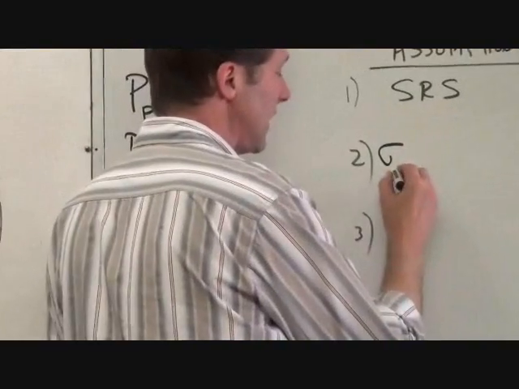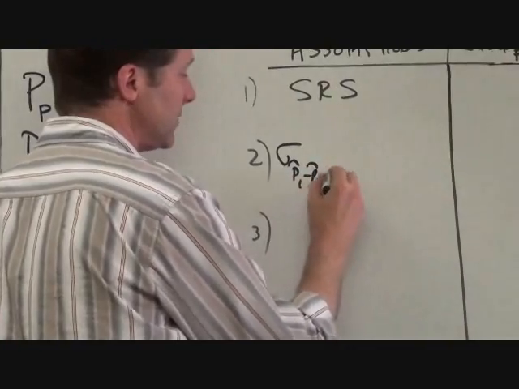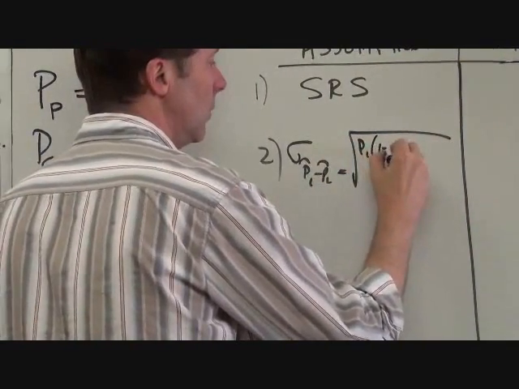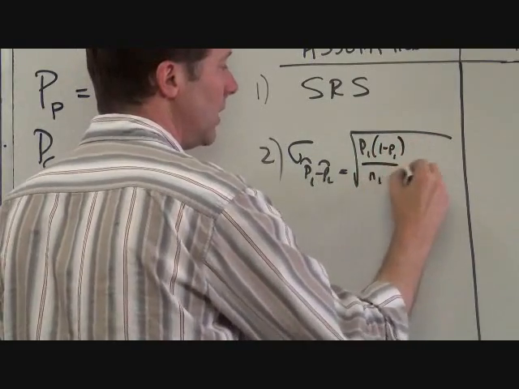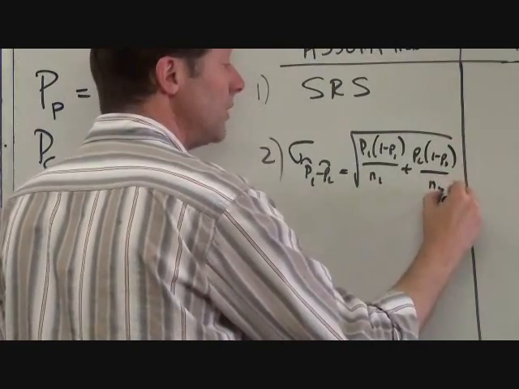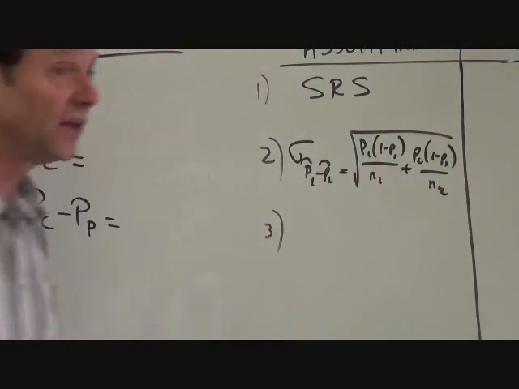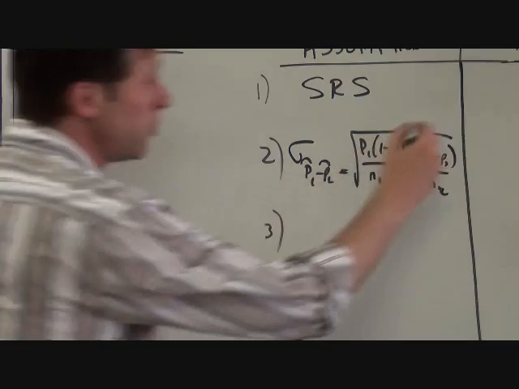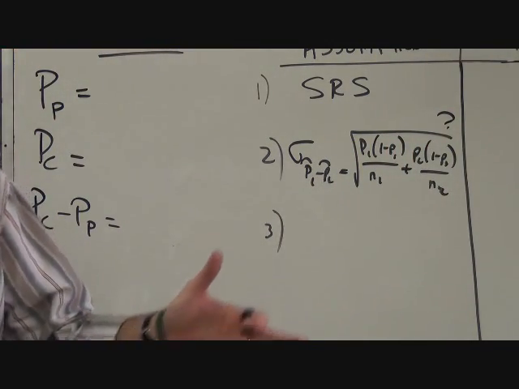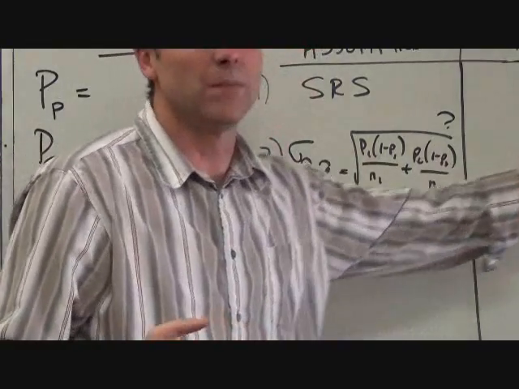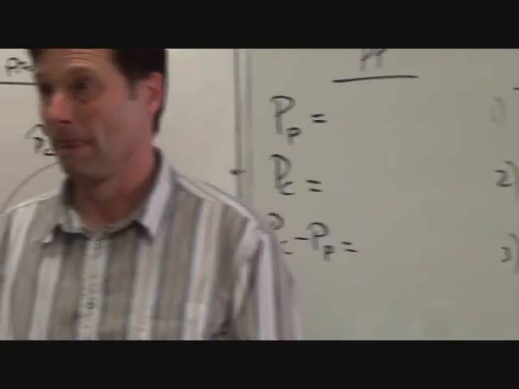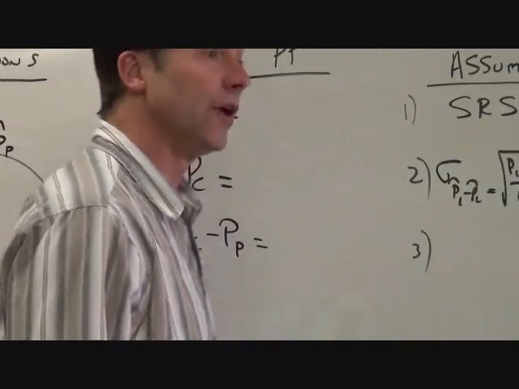So, what is the standard deviation of all the p hat 1s minus p hat 2s? Square root of p1 times 1 minus p1 over n1, plus p2 times 1 minus p2 over n2. And if you want to put in the p's and c's here, that's fine. But remember, we just want to know if that's the right formula to use or not. In both of these, is the sample size less than 10% of the population? Is the sample size less than 10% of the population? You check them both.